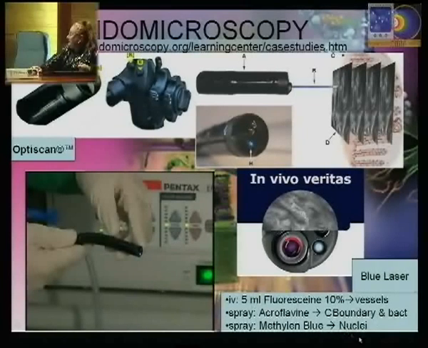Because the methylene blue mainly stains the nuclei, and the acroflavin stains the boundary of the cells and also the bacteria, in this case Helicobacter pylori, and in the second phase also stains the nuclei. But the point of acroflavin is that it's mutagenic. So that means you can use it for diagnostics, but not in a repetitive manner.